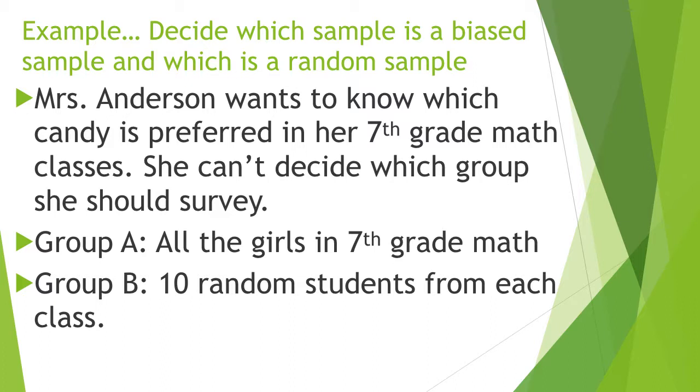Copy the example and decide which sample is a bias sample and which is a random sample. Mrs. Anderson wants to know which candy is preferred in her 7th grade math classes. She can't decide which group she should survey. Group A, all the girls in 7th grade math. Group B, 10 random students from each class.